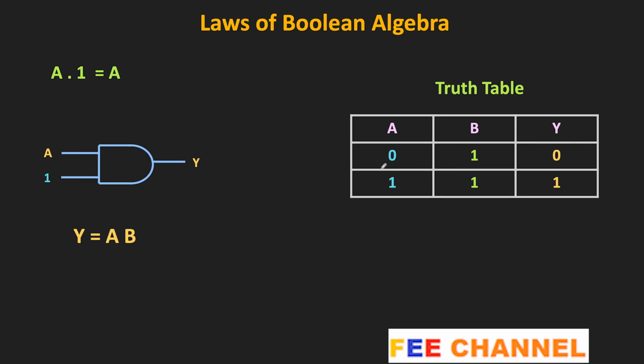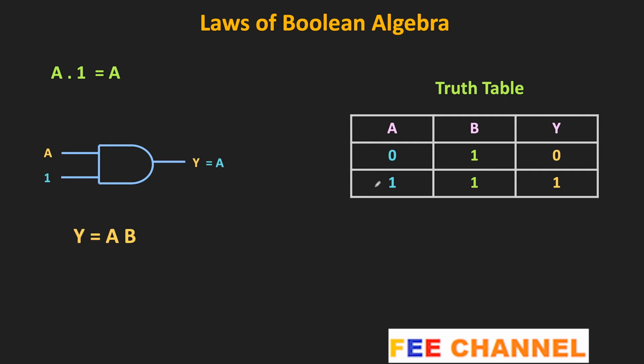When a equals 0, the output of this AND gate is equal to 0. And when a equals 1, both inputs are 1. That means in that case, the output will be equal to 1. So, as you can see, this y column is the same as a. And therefore, we can say that a.1 equals a.